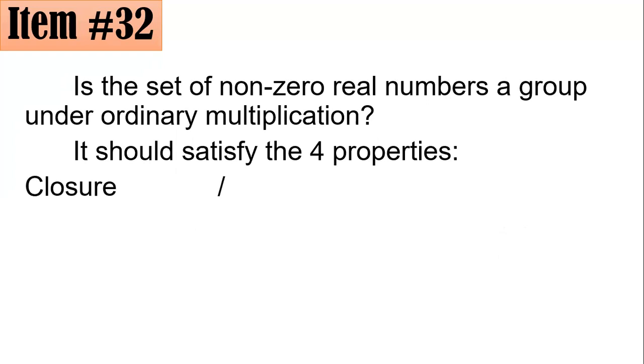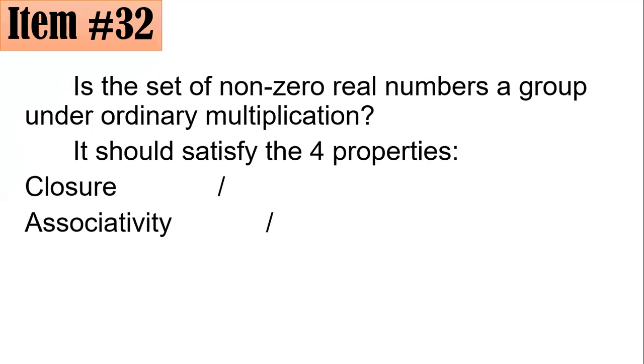When we speak about the closure property, if you operate on any 2 elements within the set, then the answer should also be found within the set. For example, if you have any 2 non-zero real numbers and you multiply them, the answer will still be another real number. So closure is there. The next property is associativity. We all know, hopefully, that ordinary multiplication of rational numbers is associative. So no problem with associativity.